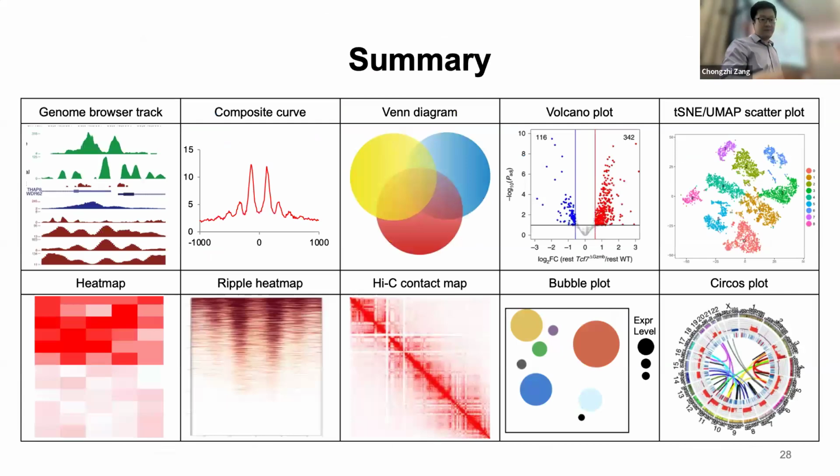Okay, brief summary. We showed that this high-dimensional, high-throughput genomics data can be visualized in many different ways: genome browser track, composite curves, heat map, different types of heat map, or Hi-C heat map, or Venn diagram, and bubble plot, circle plot, all of these. All right, so these are different ways to visualize and represent this data type.